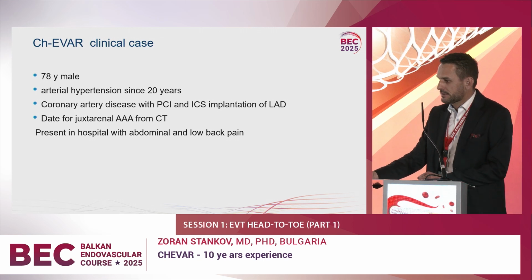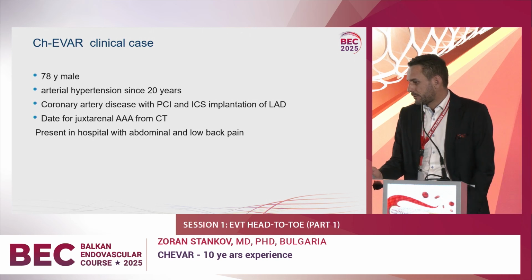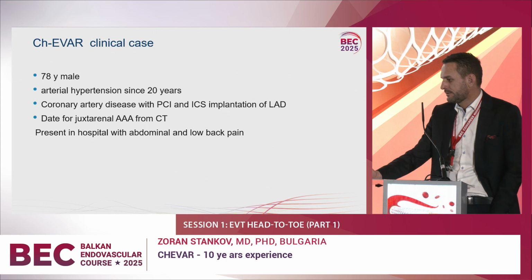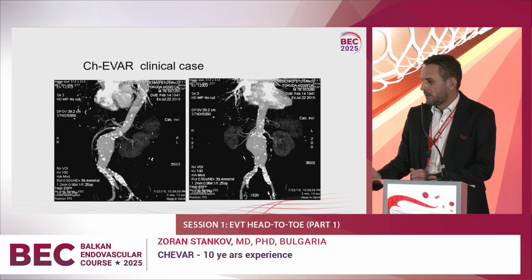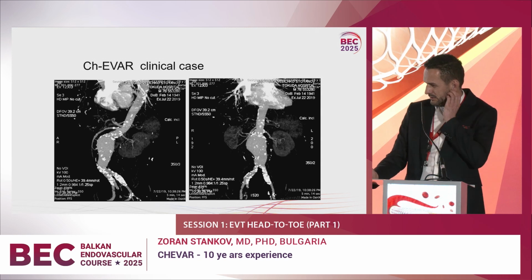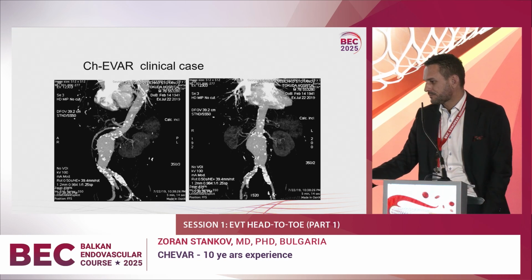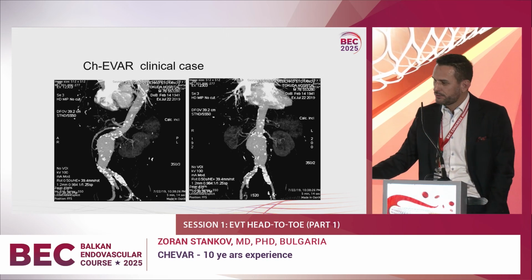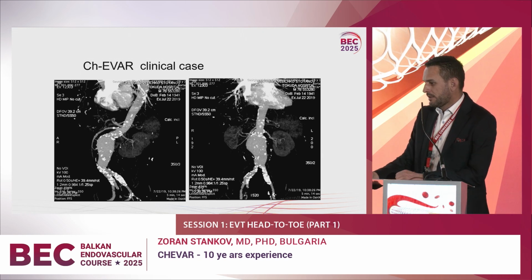I show you one clinical case with the chimney: a patient with arterial hypertension and coronary artery disease, with juxtarenal aortic aneurysm, presenting to hospital with abdominal and low back pain. This is the CT. We see the juxtarenal aneurysm with no landing zone in the normal position, and the zone for implantation of the stent graft is about the celiac trunk. We planned for this patient to implant 4 chimneys and go up to the truncus with the stent graft.